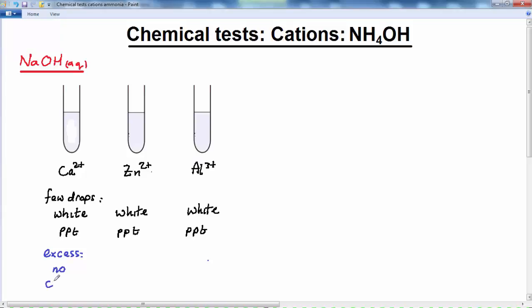So we get no change, and then in the case of the zinc cation, the precipitate dissolves, and in the aluminium. So using this test, it's not possible to distinguish between the zinc and the aluminium ions. So we need to do a further test using ammonia water.